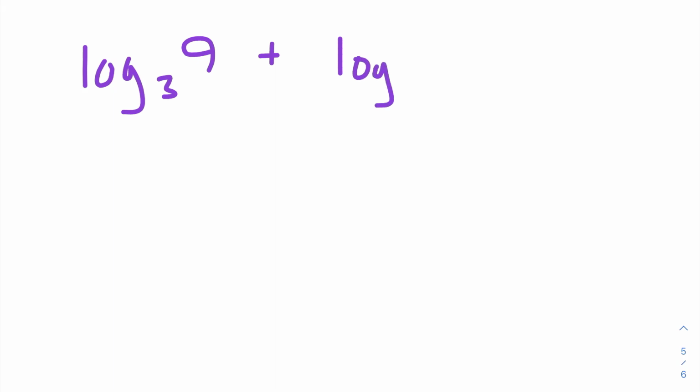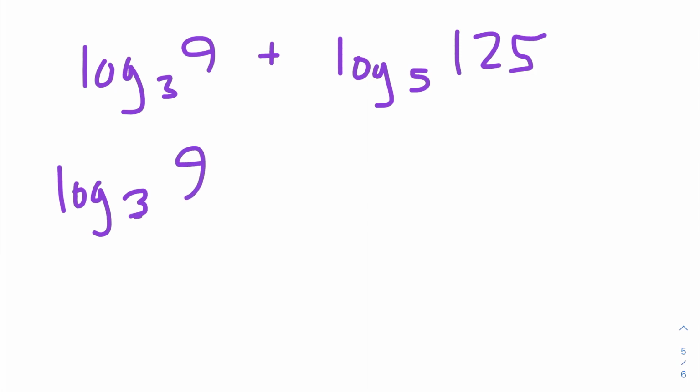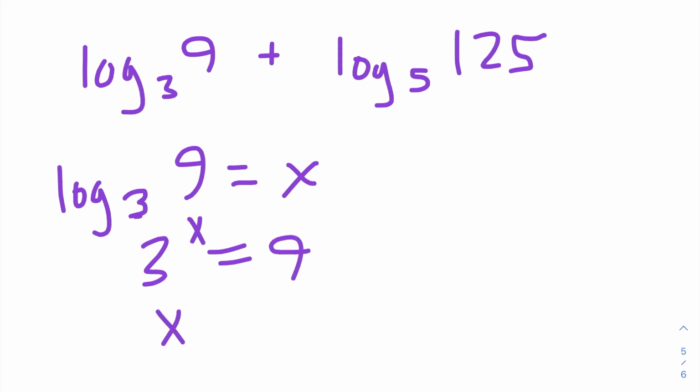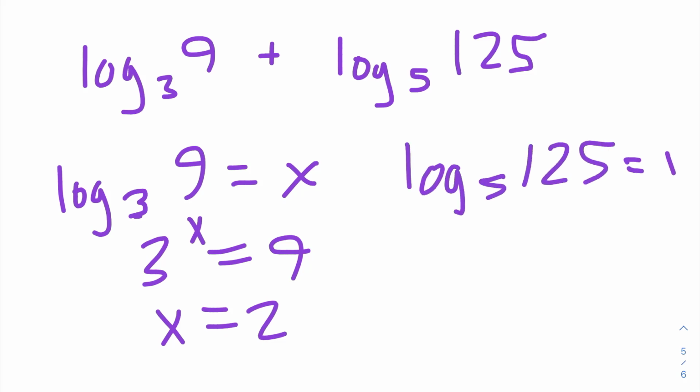So now let's add two logarithms. Log 3, 9 plus log 5, 125. So let's solve log 3, 9 first. 3 to the power of x is equal to 9, so x must be equal to 2. For log 5, 125, 5 to the power of x is equal to 125, so x must be equal to 3.